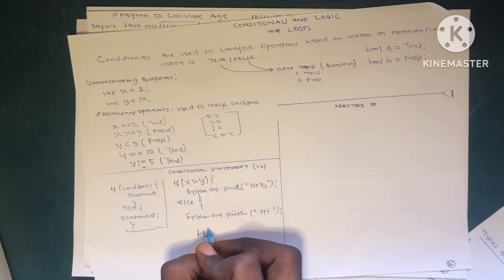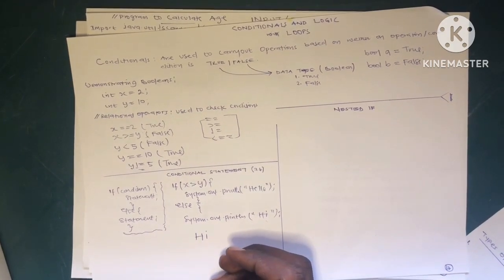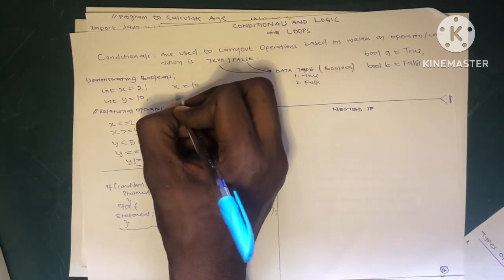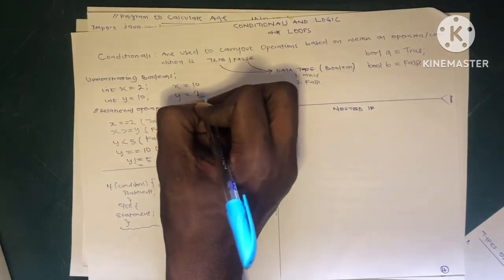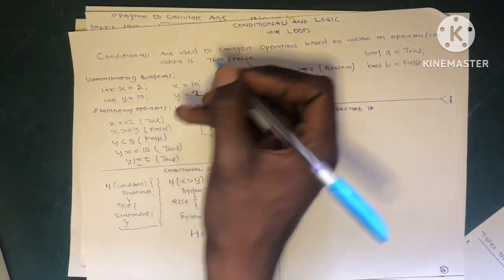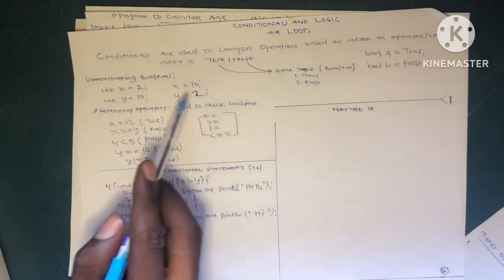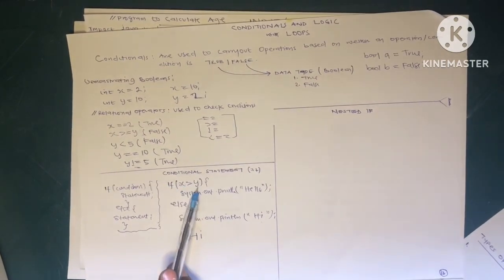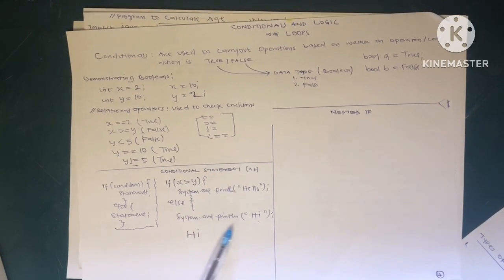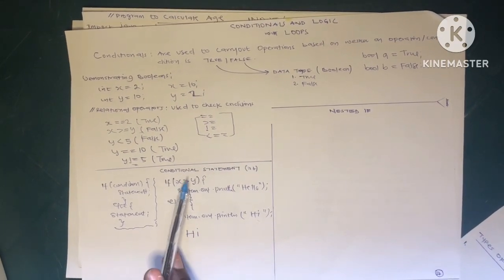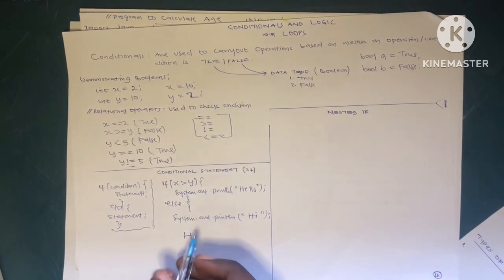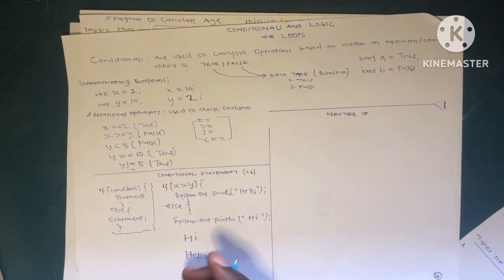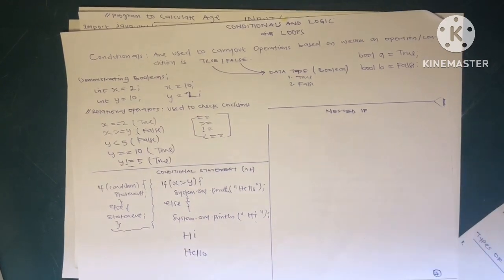Okay, but let's assume x is 10 and y is 2. This is just an assumption. In this case, if we say if 10 is greater than 2, print hello, else print hi. Because 10 is actually greater than 2, it will print hello and neglect the else statement. Hope you understand.